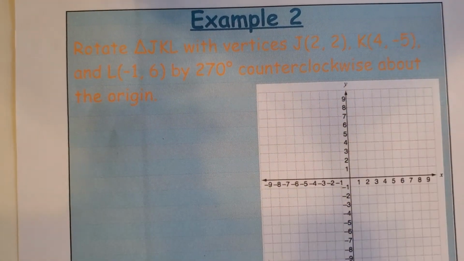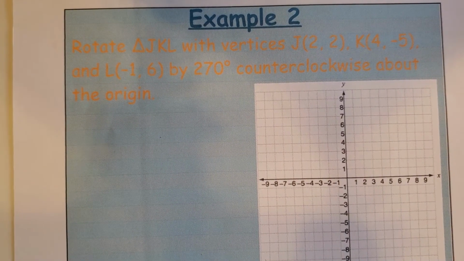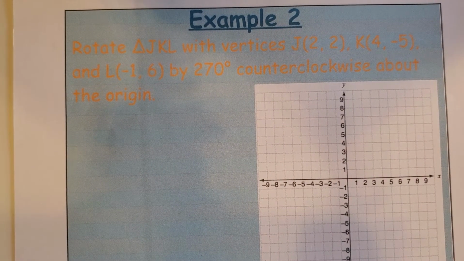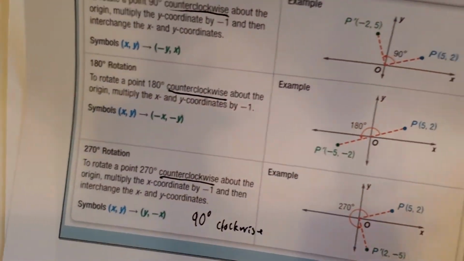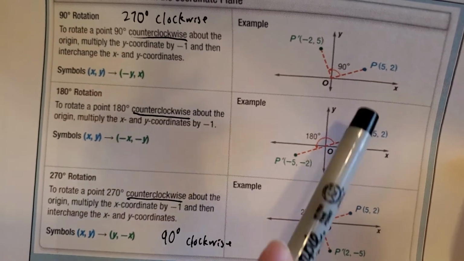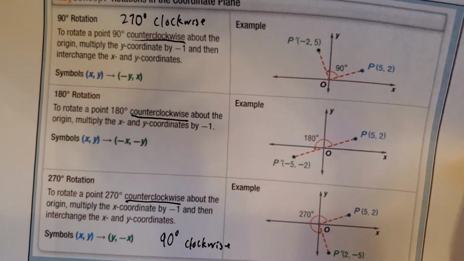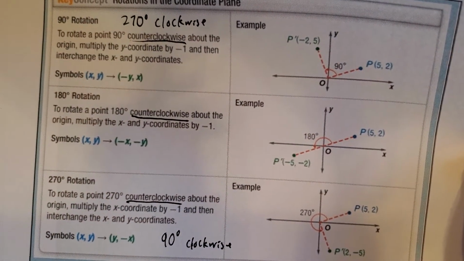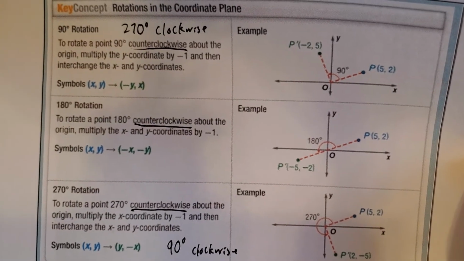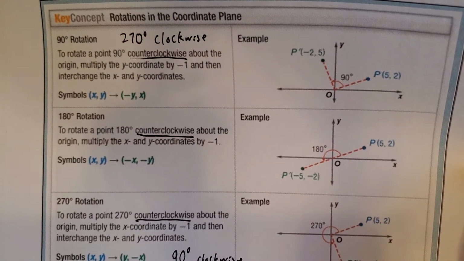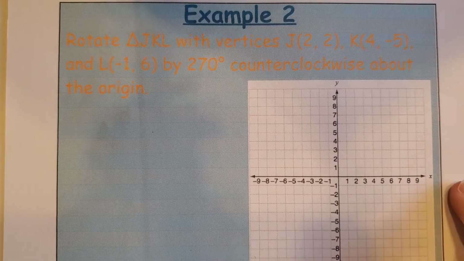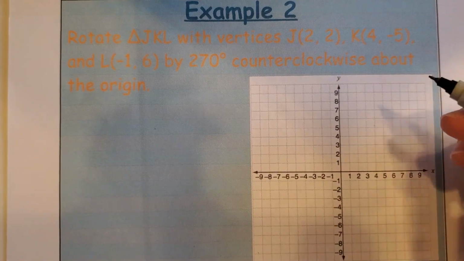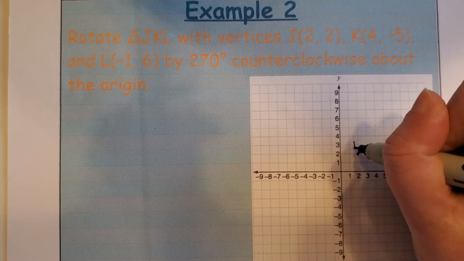Rotate triangle JKL with those vertices by 270 degrees counterclockwise about the origin. That's the other thing: all of these are rotating about the origin, and I really don't think we're going to talk about anything that's not. So, same thing that we've been doing, let's at least graph all of this first.